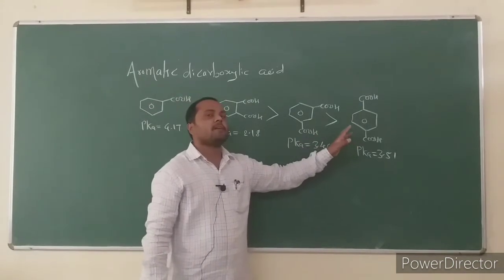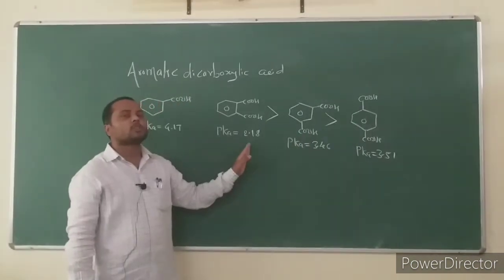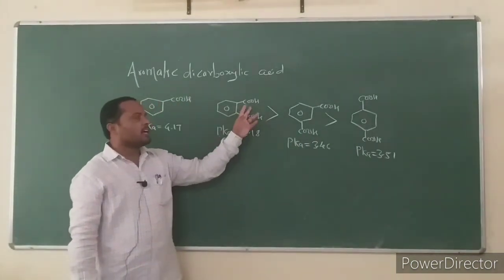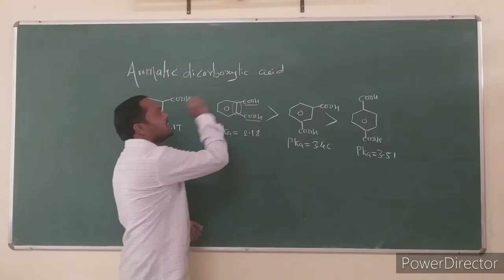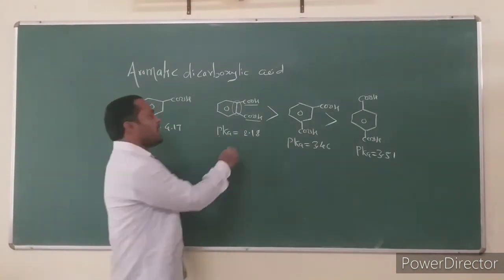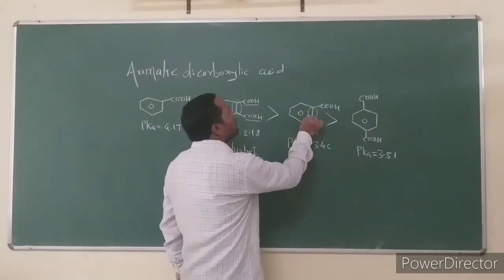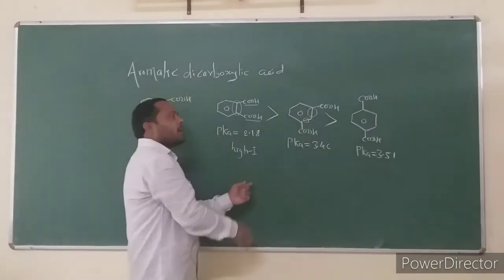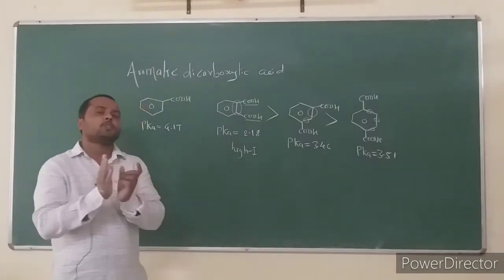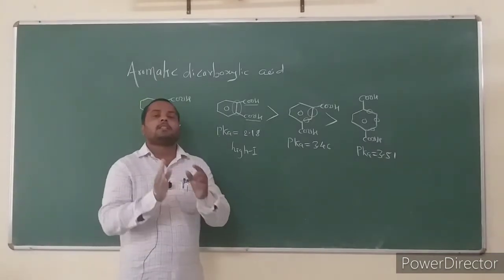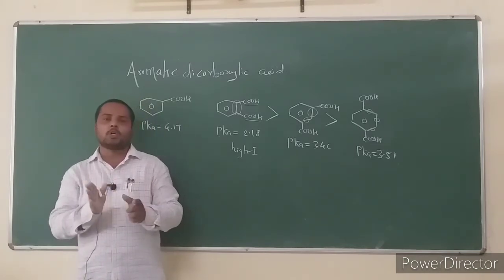Para or 1,4-dicarboxylic acid is a weaker acid than meta, and meta is weaker than ortho-dicarboxylic acid. In ortho-dicarboxylic acid, the two carboxylic functional groups are separated by only one bond. Minus I effect is high in this case. But in this case, it is separated by two bonds. This is the one and this is the second bond. And in this case, it is separated by these three bonds. As the distance between the two carboxylic groups increases, the minus I effect decreases. And as the minus I effect decreases, the acid strength goes on decreasing.